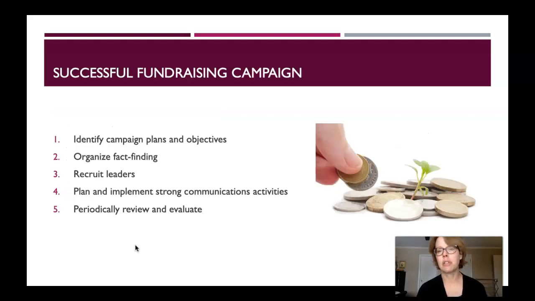And then a successful fundraising campaign, it's kind of like doing a PR plan that we talked about in the very first week of class, where you identify your objectives, your goals, you do some fact finding, you do research, you get volunteers and leaders to help you, and then you plan all your communication activities and you review and evaluate. So it's very much like the RACE that we talked about: research, action, planning, communication, and evaluation. Same thing that you do for any type of PR campaign, just you tweak it a little bit differently for a nonprofit for fundraising.